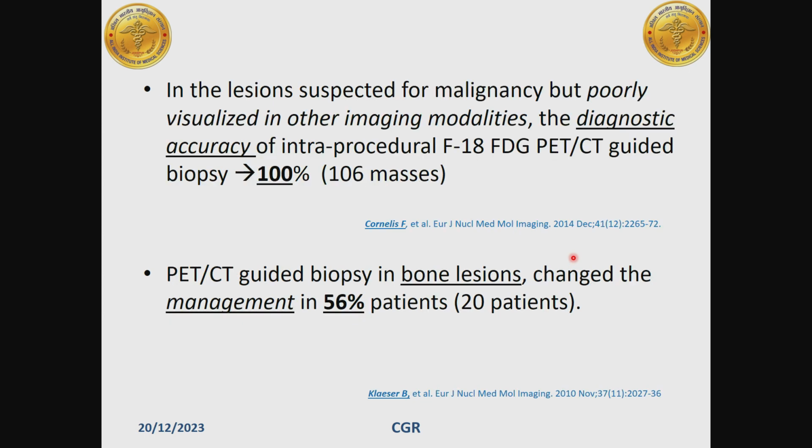Also, in those lesions which are again suspicious of malignancy but are poorly visualized on anatomical modalities, the diagnostic accuracy of this intra-procedural F18 FDG PET-CT guided biopsy is 100%. And in bone lesions, when biopsied in a PET-CT procedure, there is a change in management in more than 50% of patients.